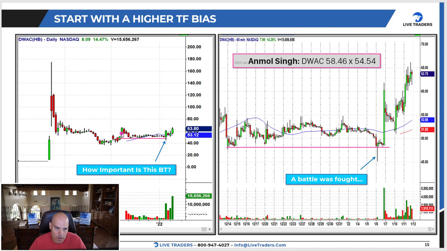Well, this green bar took out that pivot, pulled back, and just chopped around. This pink line represents support. This represents an area that we really shouldn't be breaking under. Well, this bottoming tail broke under the support. So remember, this was a red bar at one point in time, okay?